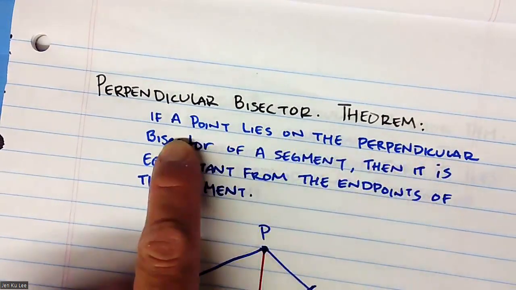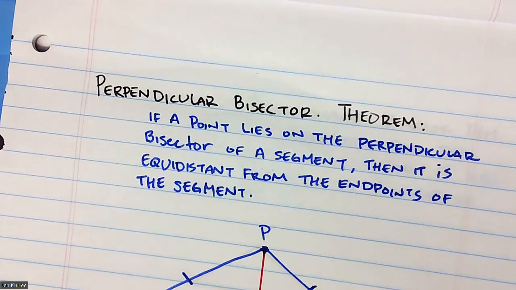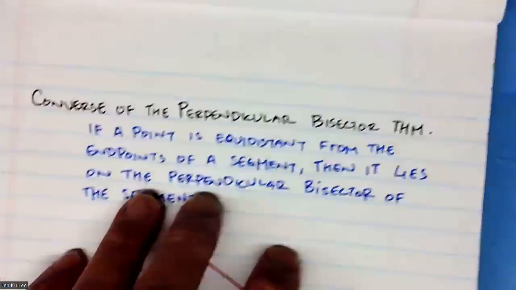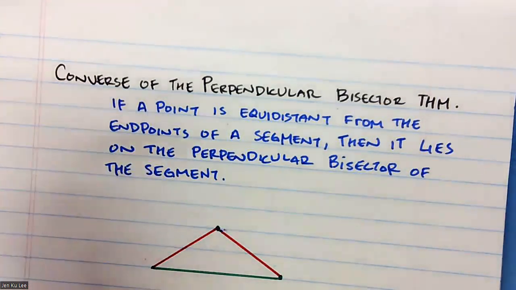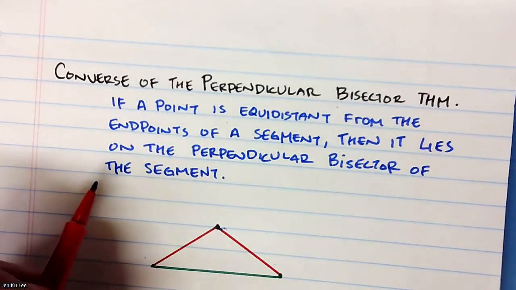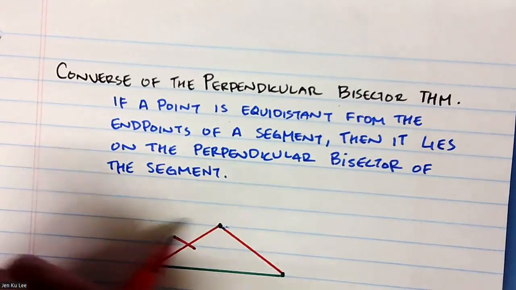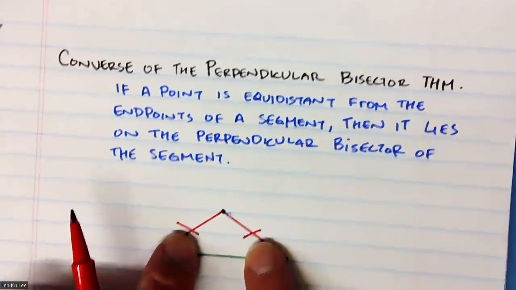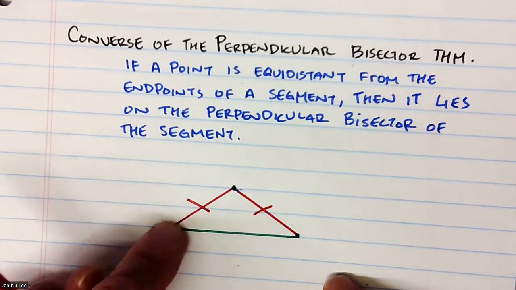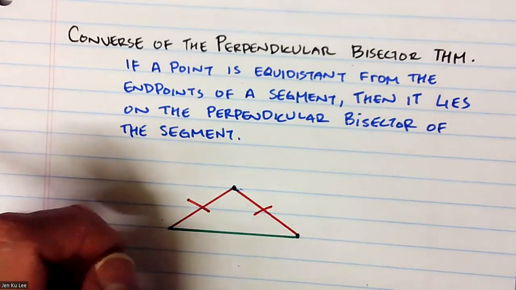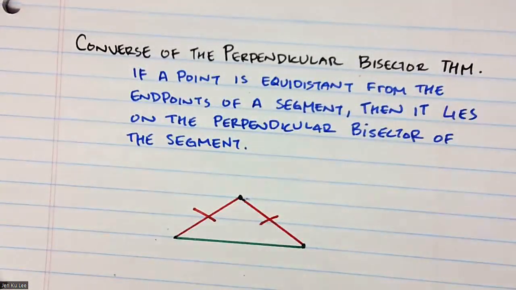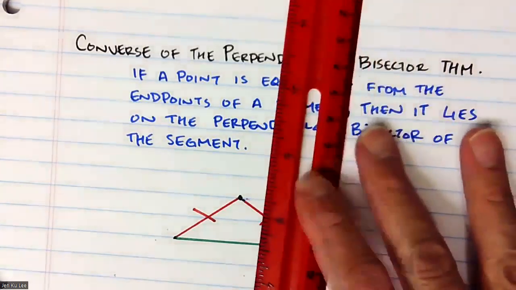If a point lies on the perpendicular bisector of a segment. Okay? So this really means basically the flip version of the perpendicular bisector theorem itself. So I have, if a point is equidistant from the endpoints of the segment, so I know this, right? I know that this segment is equal in distance to this segment, okay? Then it lies on the perpendicular bisector of that segment.